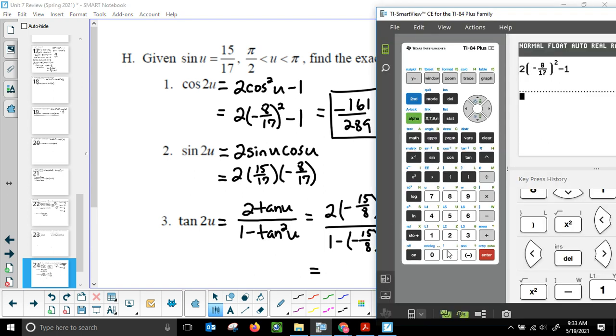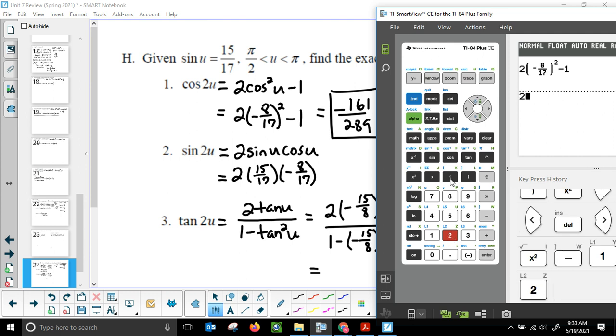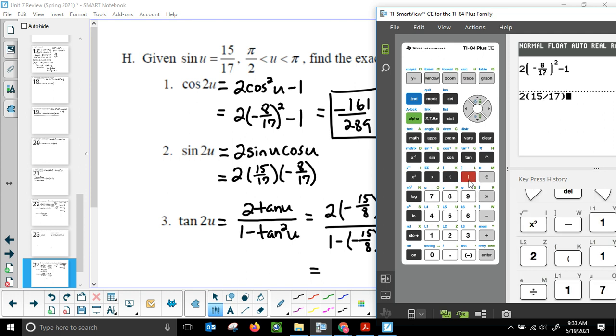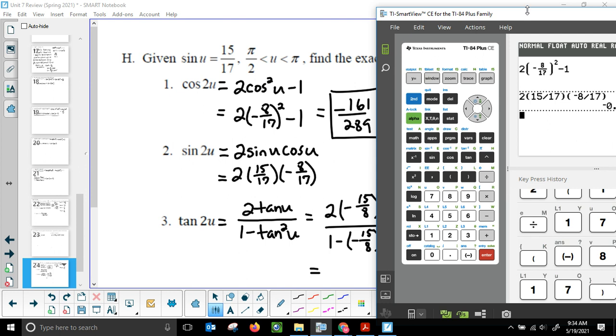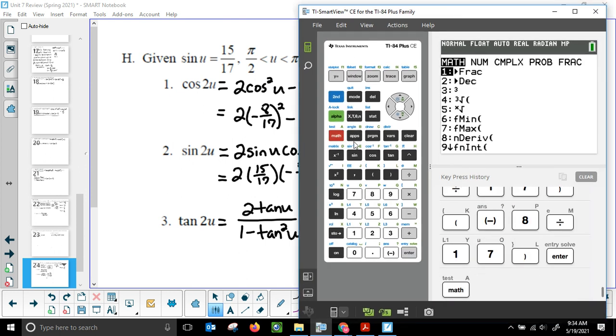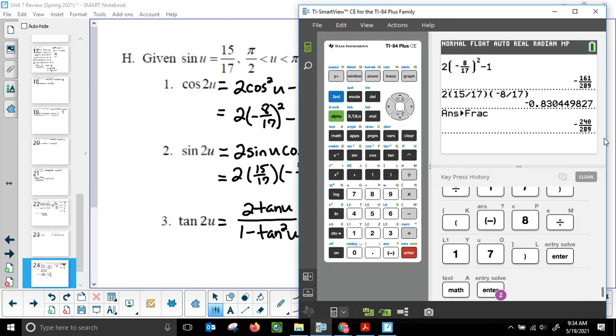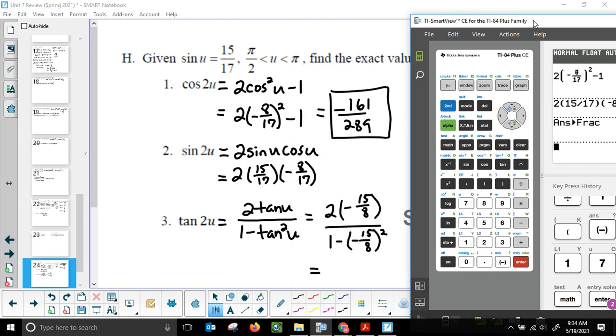All right, for this next one, we get 2 times 15 over 17 times negative 8 over 17. All right, now if you do this, it'll just give you that decimal. But if you hit math, enter, enter, negative 240 over 289.